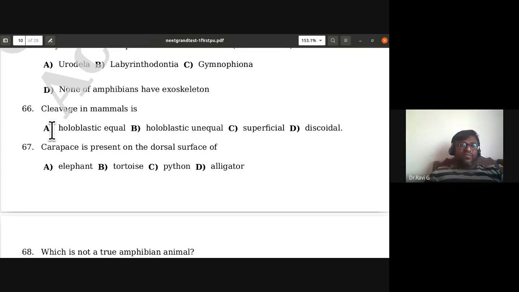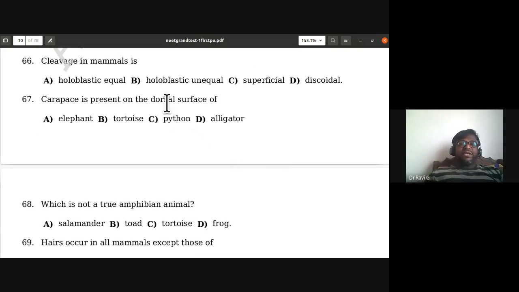Cleavage in mammals is holoblastic equal, holoblastic unequal, superficial, discoidal. See, in the fertilized egg, since they do not have yolk, it would be holoblastic, equal. 66th, A is the answer. Carapace is present on the dorsal surface of the tortoise. See, the outermost shell of the tortoise is called the carapace. So 67th, B. If you have drawn the diagram, you could remember the labeling, carapace.